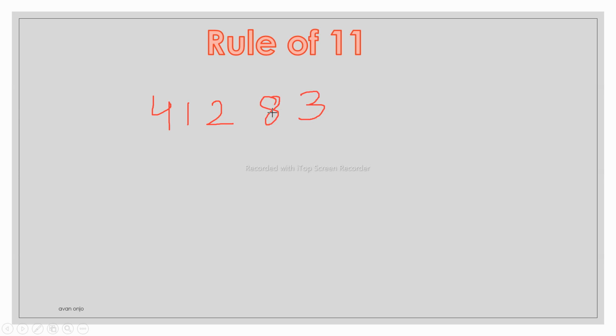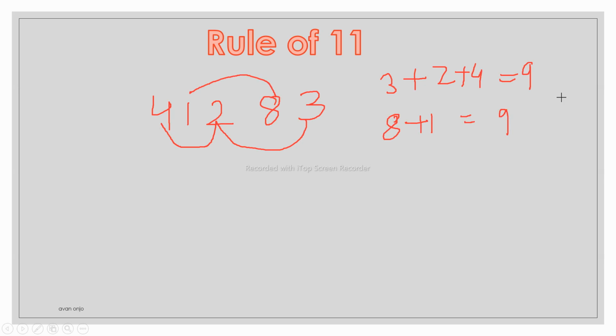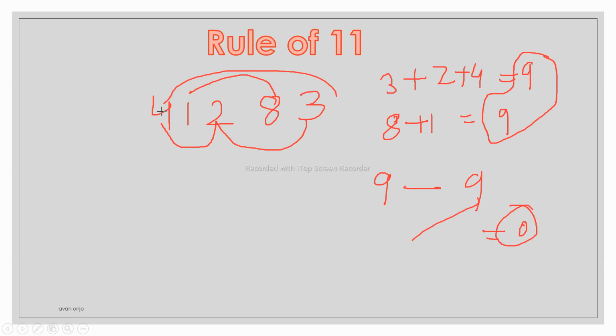So if this is a number, what you have to do is add the alternate numbers together. So it is going to be 3 plus 2 plus 4, which gives you 9. Then you add the remaining alternate digits, 8 plus 1, which is also equal to 9. You subtract both of them and see whether the answer is equal to 0 or 11. Clearly the answer here is 0, so this whole number is divisible by 11.